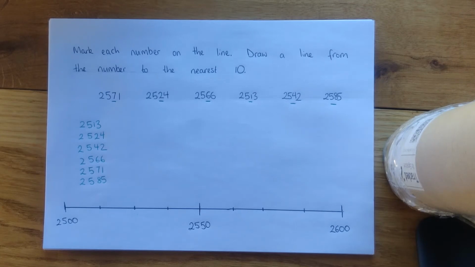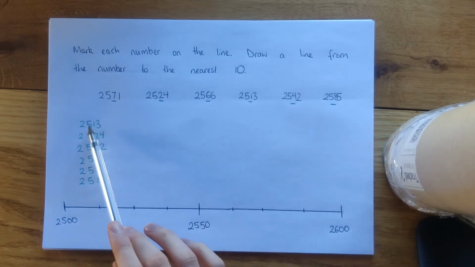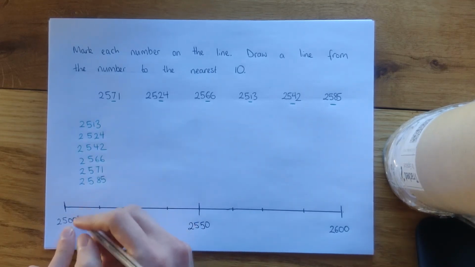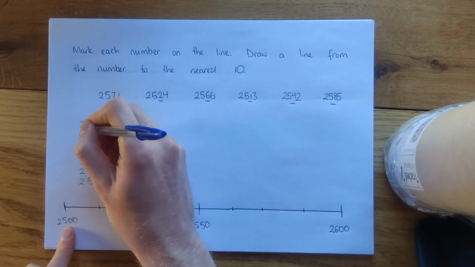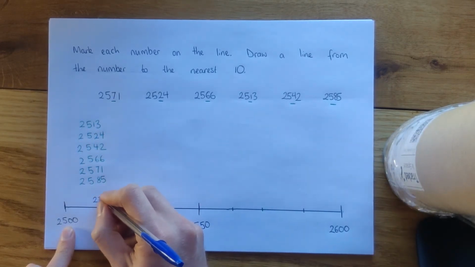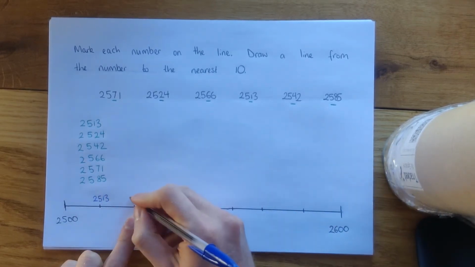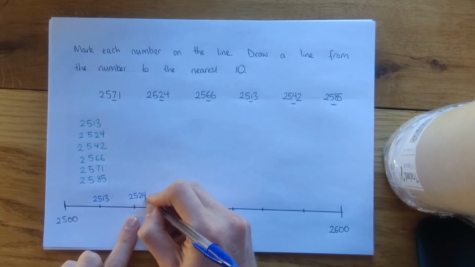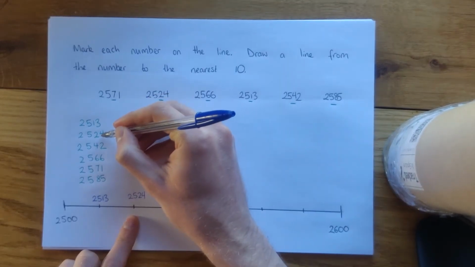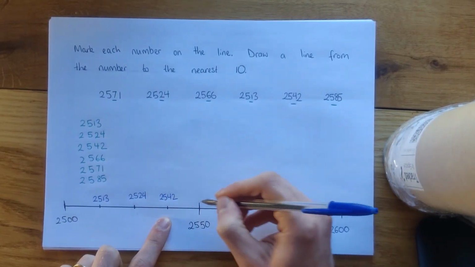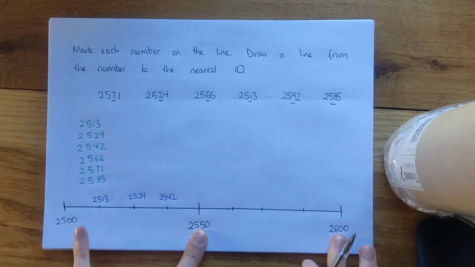We should be able to mark them on these intervals here. So we've got 1, 2, 3, 4, 5, 6 intervals and 1, 2, 3, 4, 5, 6 numbers. So the smallest, the one immediately after 2,500, it's going to be our first one here, 2,513. Our next one is going to be 2,524 because we worked out that was our next largest number. After that we're going to have 2,542. Then we've got 2,550 in the middle.